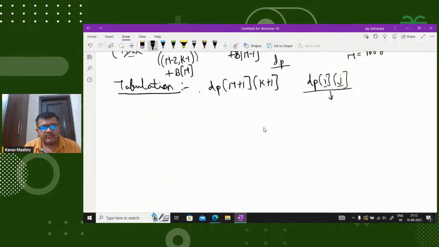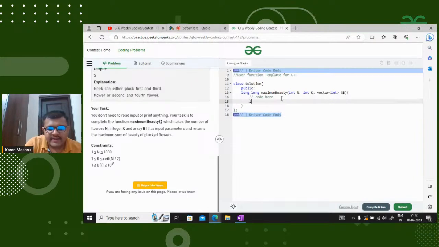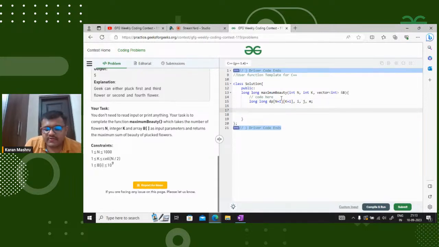So first of all, what we do, we fill in the base cases and then we fill the whole table using for loops, right? So what would be the base cases? So let's write the code and I'll explain it in that only. So here I'll take long dp of n plus 1 and k plus 1, right? Let me take some variables to loop over. Okay, now first of all, fill in the base cases.